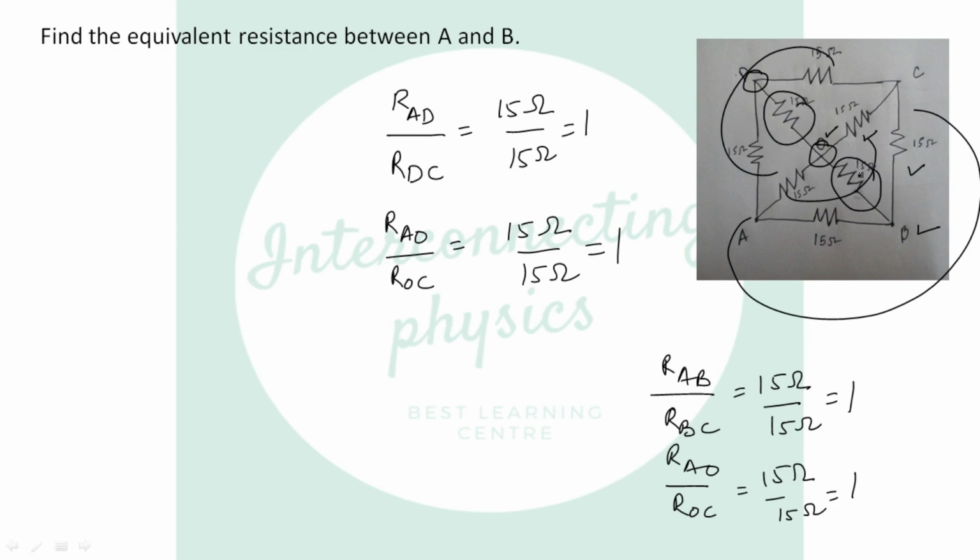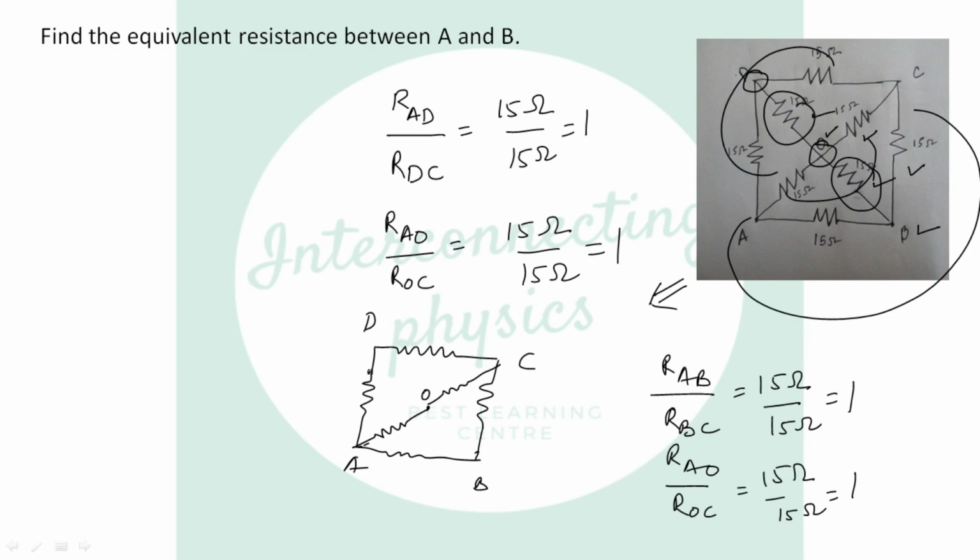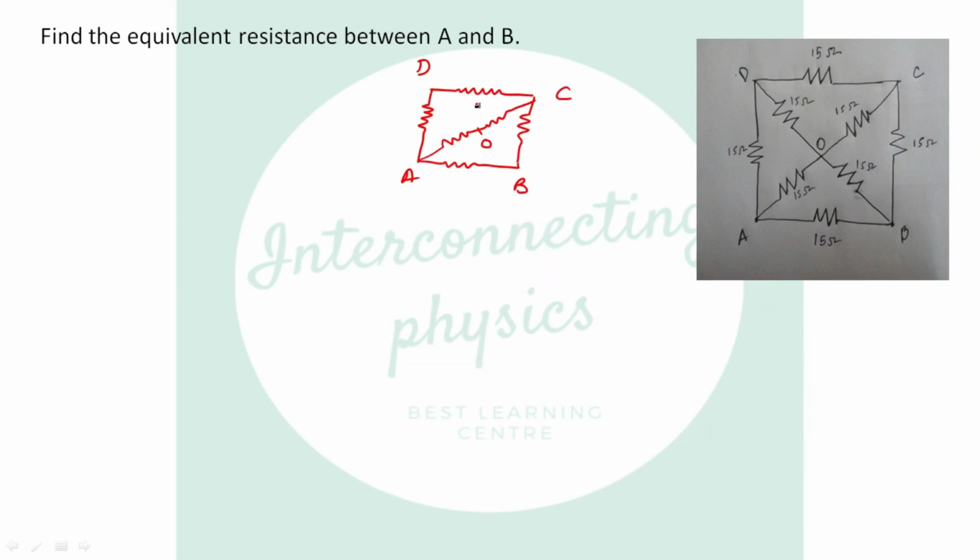This can be removed, this can be removed, and the equivalent diagram will be like this. This is A, B, C, D, O and C. Okay, these two are removed. Okay, now let us calculate this. We have to calculate the equivalent resistance between A and B. So let us draw the equivalent diagram. Earlier the diagram was this. Now let us understand this by drawing the equivalent diagram.